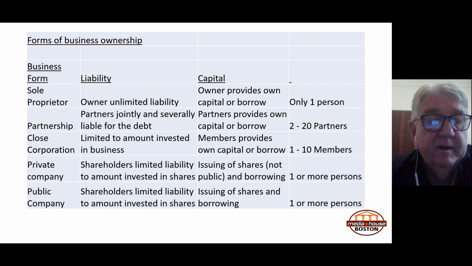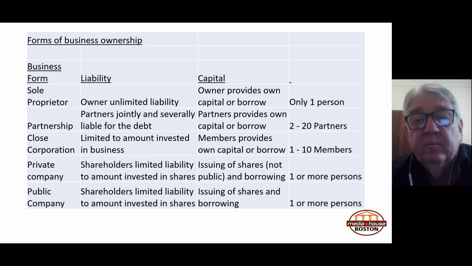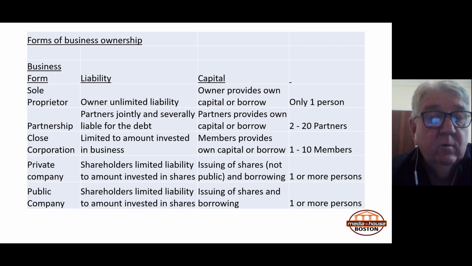So they started a closed corporation. A closed corporation is a legal entity on its own. Okay, so in terms of liability, the members, the people that own the closed corporation, these are called members. The members have limited liability equal to the amount invested in the business.